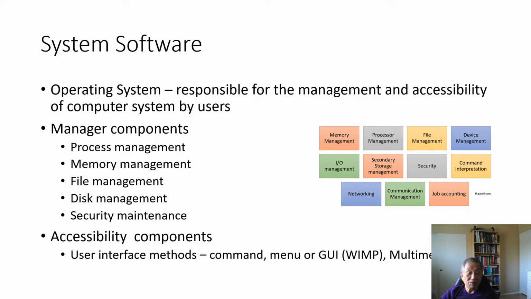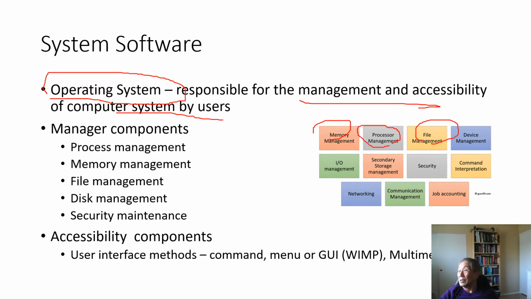Then the system software comes in several categories, but one of them is the operating system. It's actually the most important. We'll talk about the Windows operating system because it's most popular, but it's responsible for the management and accessibility of a computer system. In the OS there's a whole bunch of managers, like the memory manager and processor manager. System means many components working together, as we talked about. Operating is not surgery, but more like something runs, something works.